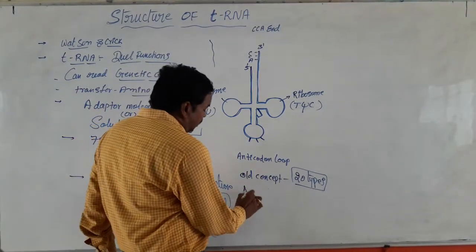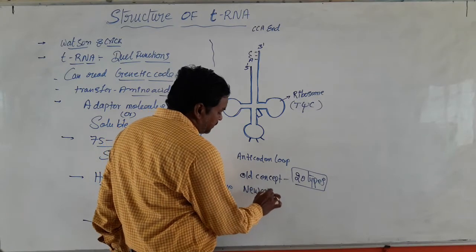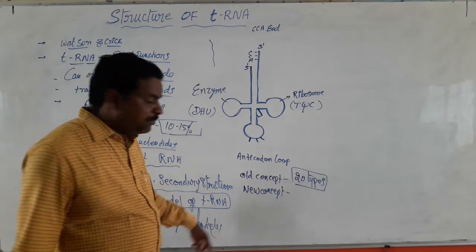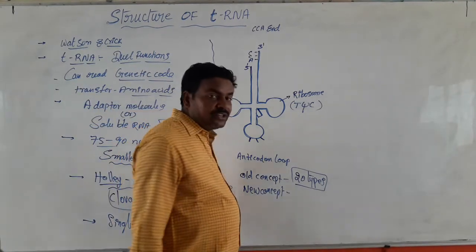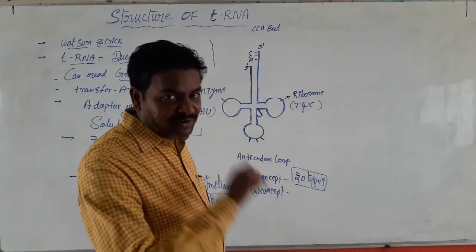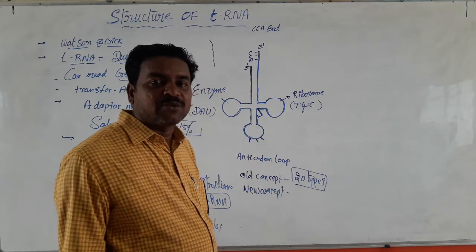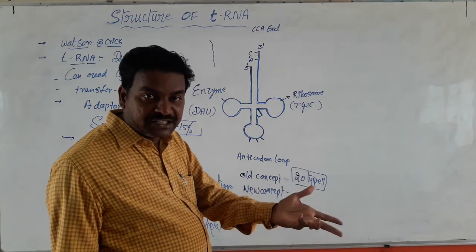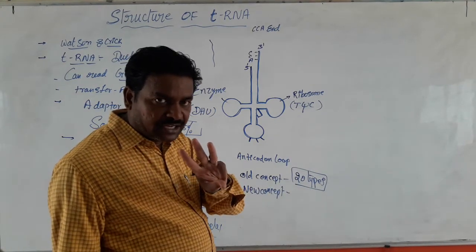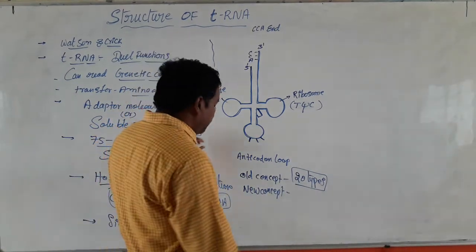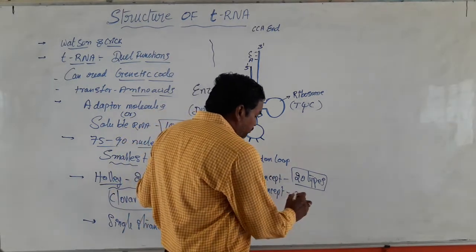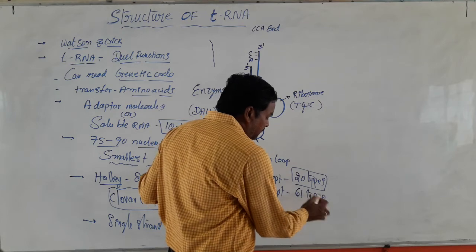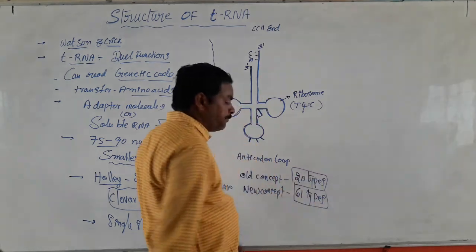But according to the new concept, the number of tRNAs is equal to the number of sensible codons of mRNA. There are a total of 64 codons in mRNA. 61 codons are sensible and capable of recognizing amino acids. The remaining last 3 are ending codons. So, according to the new concept, a total of 61 types of tRNAs are present in the cytosol.